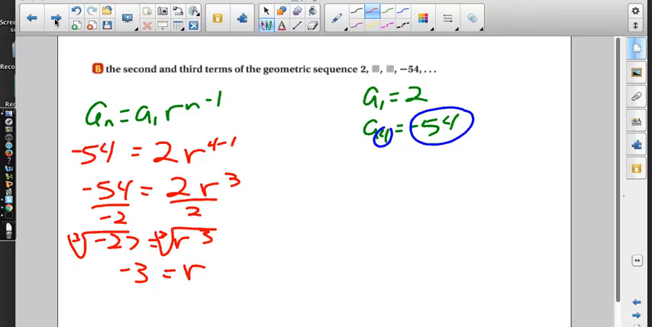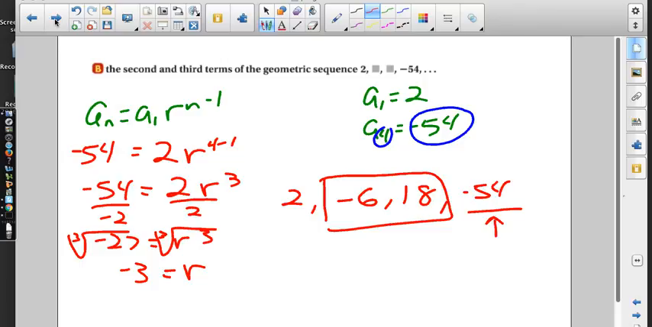Now at this point, we can decide whether or not we want to go back and write the formula, or, well, if r is negative 3, can't we just multiply stuff by negative 3 and see what we get? So we'd say 2 times negative 3 is negative 6, and then negative 6 times negative 3 would be 18, and then we'd just check and make sure that this is going to give us that negative 54 in the end. So 18 times negative 3 will get you the negative 54. So these were the 2 that we needed. And this was just kind of a quick check to make sure that we actually found the correct r.